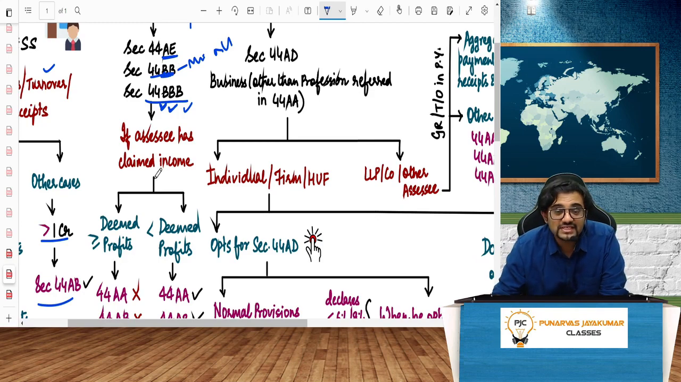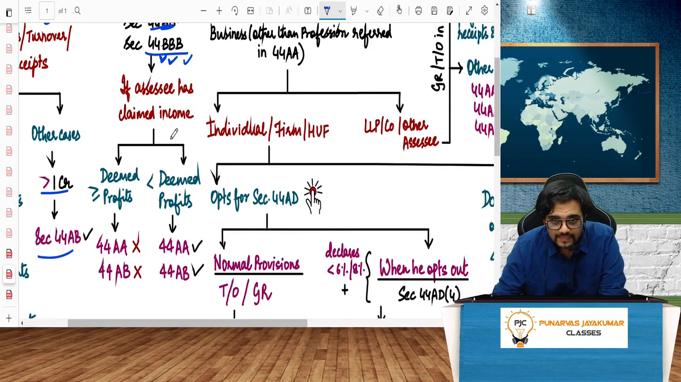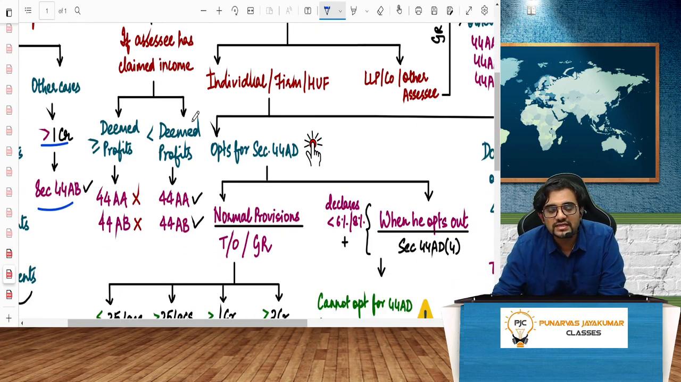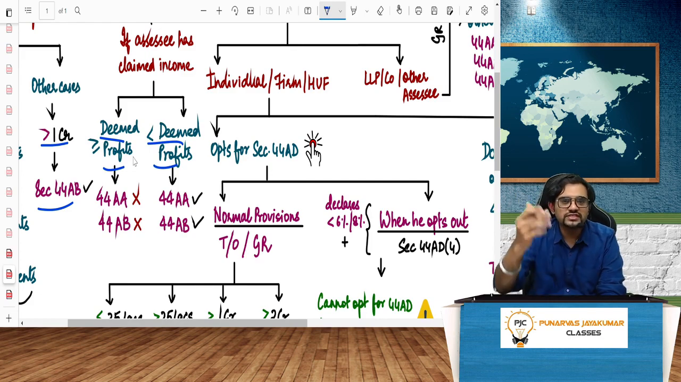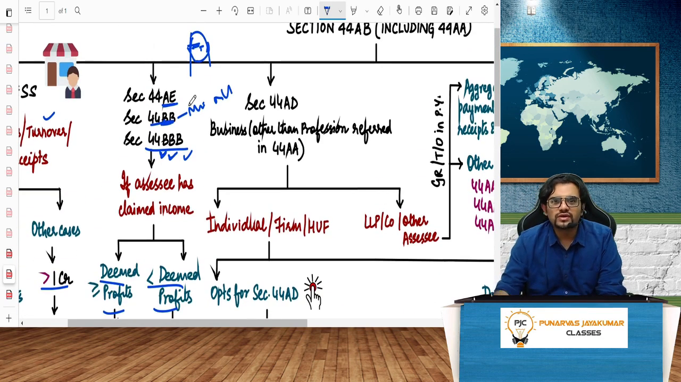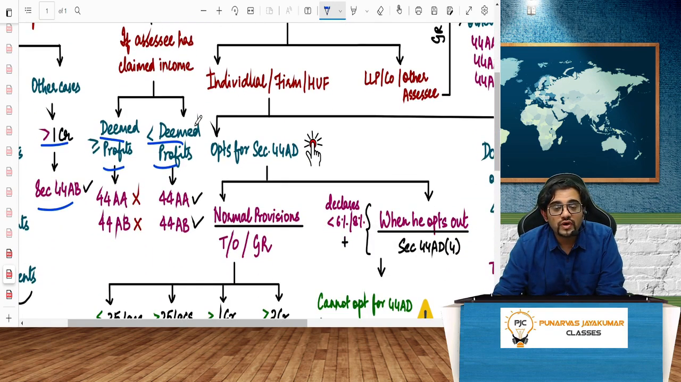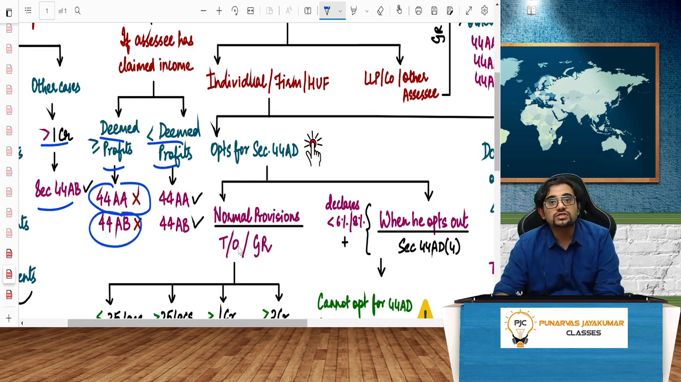So if the assessee has claimed income, how much, guys? Less than the deemed profits, or greater than or equal to the deemed profits. That's fine. If it is greater than or equal to the deemed profits, of course, the deemed profits are given there for A, all that tonnage thing. And for BB and BBB, it's around 10% as the deemed profit. Now, if you have claimed more than or equal to the deemed profit, no problem. The accounts also will not apply. 44AB also will not apply.